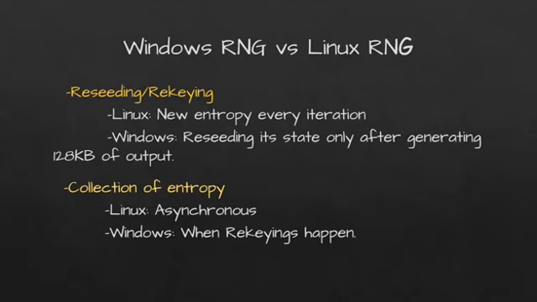And the collection of entropy in the Linux RNG is asynchronous. It means that whenever there is an entropy event, the data is accumulated in the state of the generator. In Windows RNG, the entropy is collected only for a short period of time before the state is reseeded. In the long period between reseedings, there is no entropy collection.